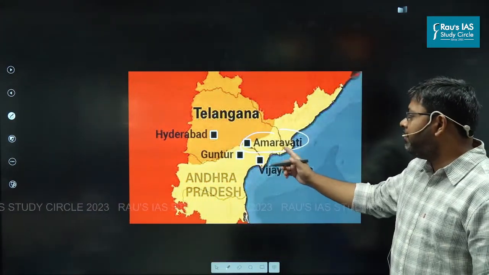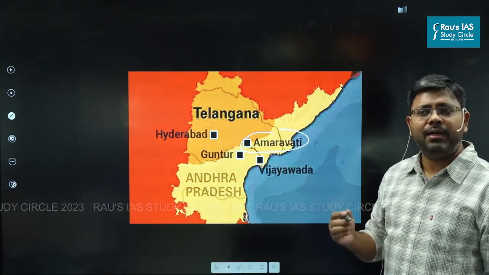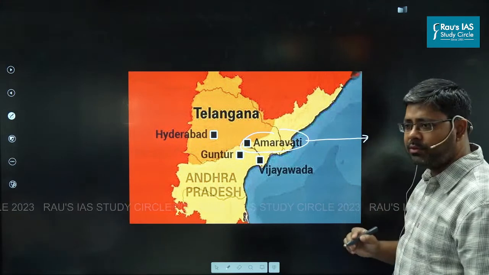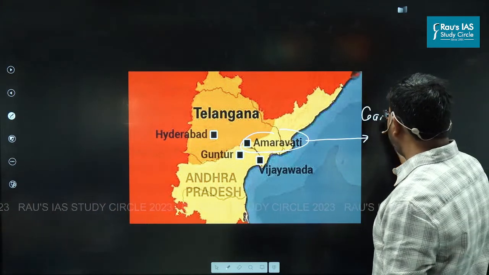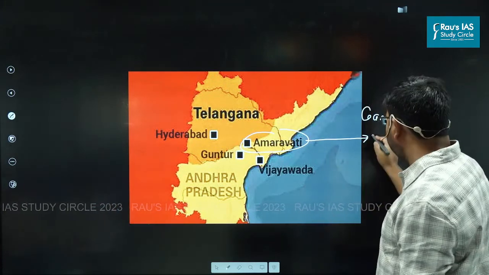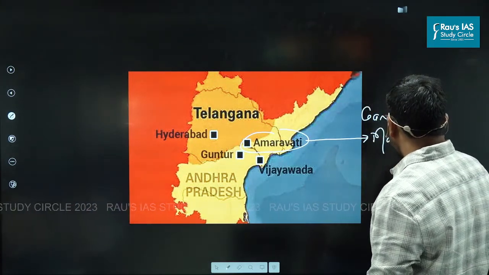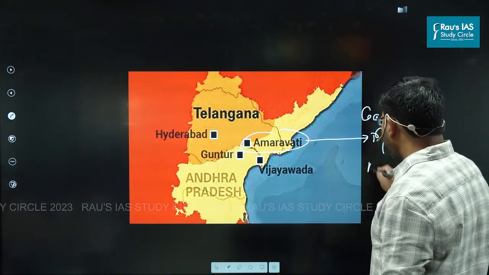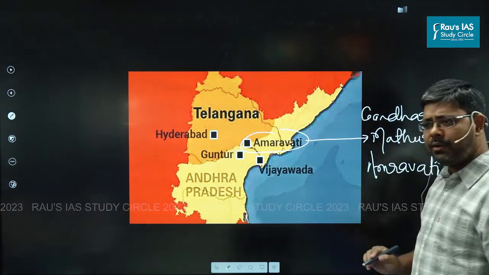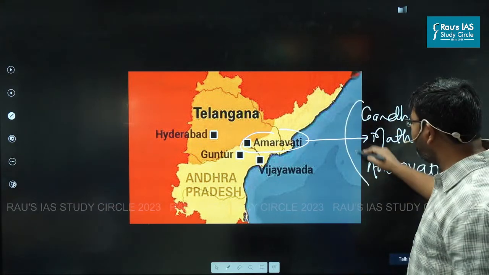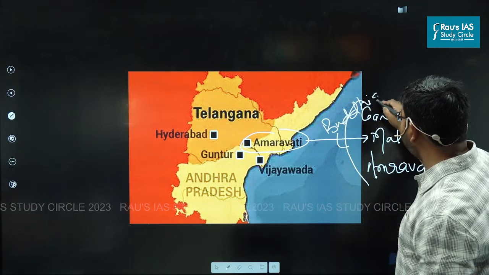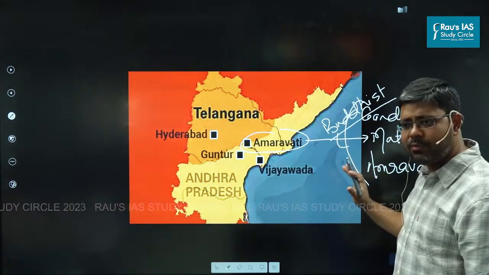Now, see one thing: when you talk about Amaravati, when did you study it? You talked about three forms of art. You said Gandhara art, you all know about Gandhara art. Then you say Mathura art. Then you say Amaravati art. Three forms of art, along with Buddhist types of sculpture and other things. This is what we know.